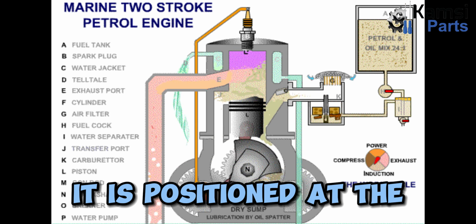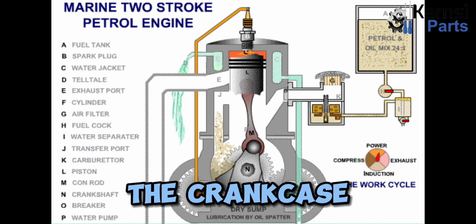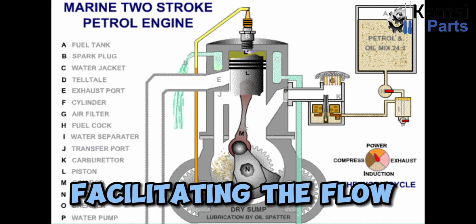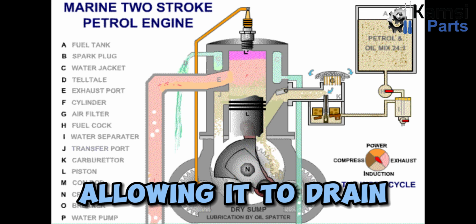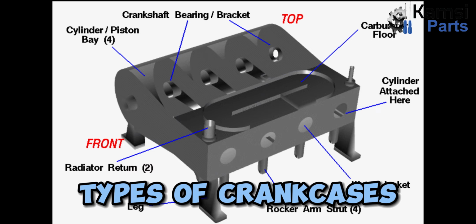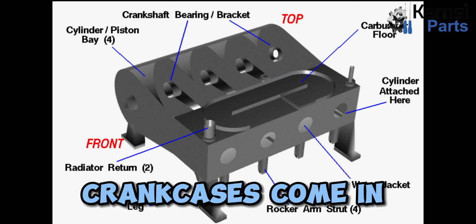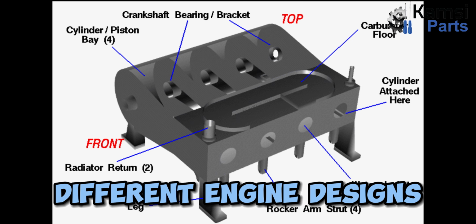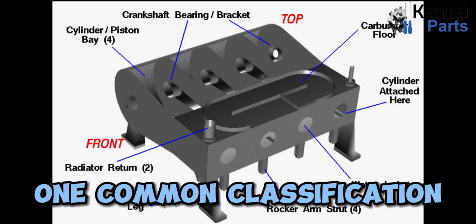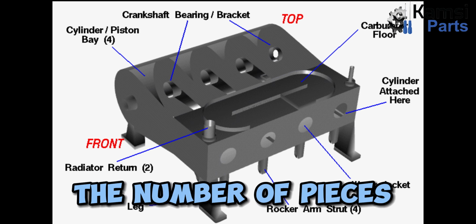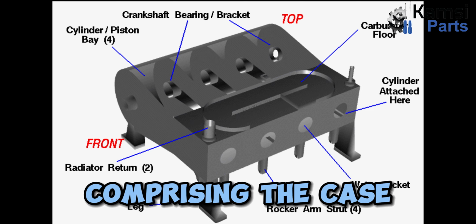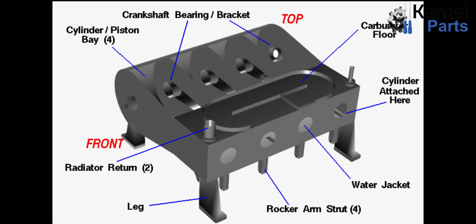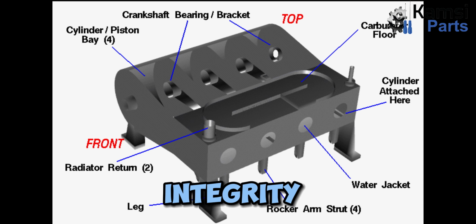5. Valve. It is positioned at the bottom part of the crankcase. The valve serves as an oil drain, facilitating the flow of oil when opened, allowing it to drain due to gravity. Types of crankcases. Crankcases come in various types to accommodate the diverse needs of different engine designs. One common classification is based on the number of pieces comprising the case. Monoblock or single-piece crankcases are cast as one unit, providing structural integrity and simplicity.